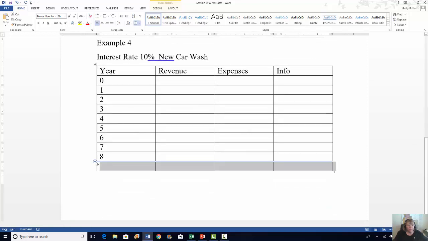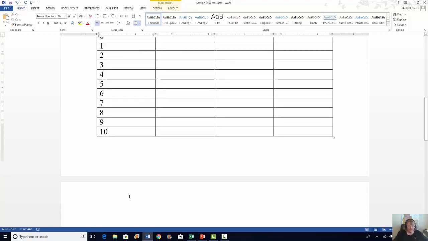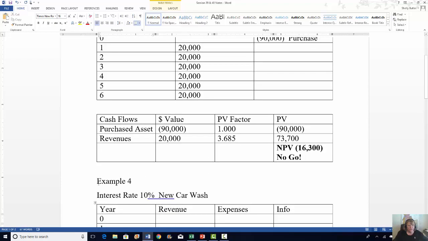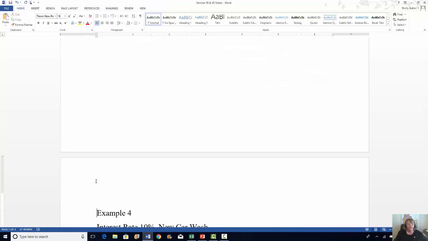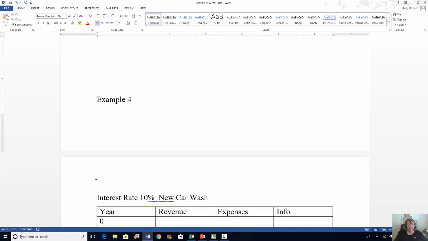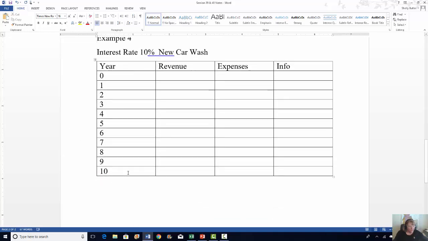Looks like we're going to have to add 2 more rows. I was afraid it was going to bump it. Oh, shoot. Let's just bump it down so we don't run out of room. Okay, there we go, because I'm going to have to make it bigger.